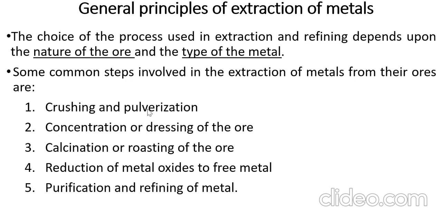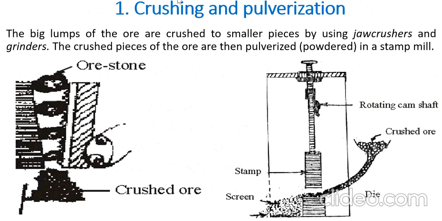So let's look at them: crushing, pulverization, concentration, calcination. Then let's look at one after the other, these 5. And lastly is the purification. In this case, we may get rid of different impurities from 1, 2, 3, 4. But the 5 is the final purification, where you can get almost 99 or 100% of the what? Of the metal. So let's start with the first one.